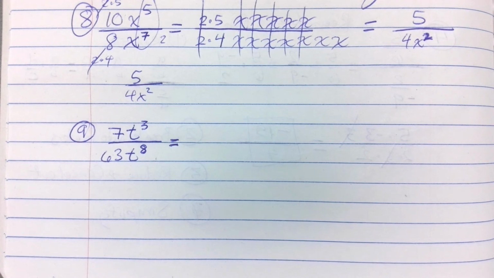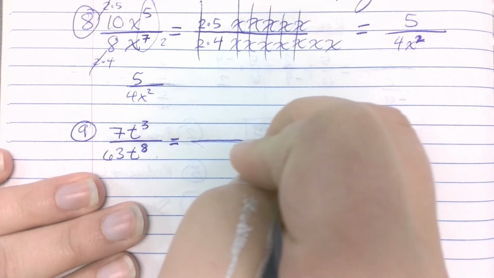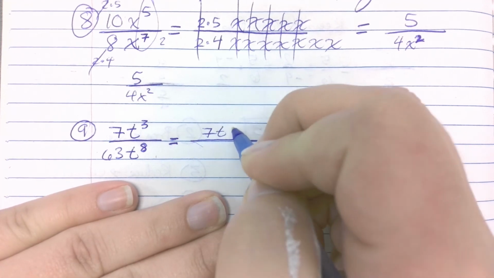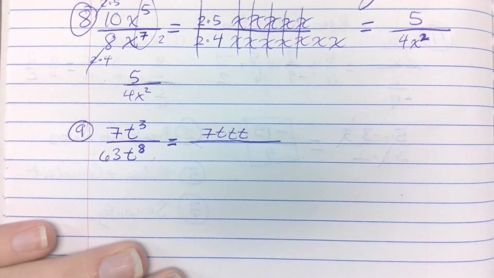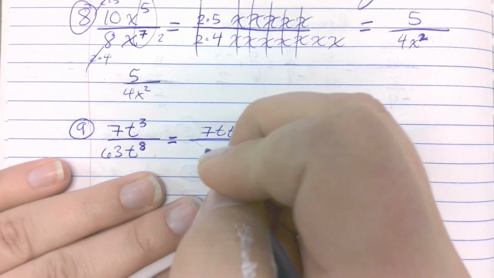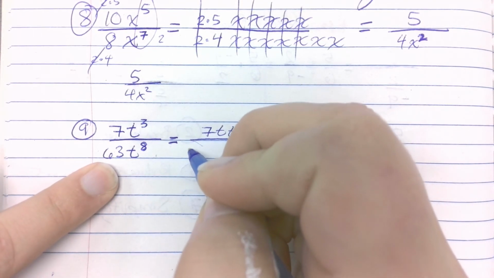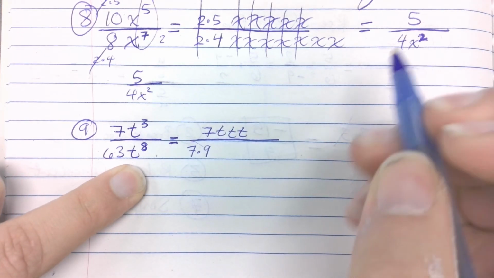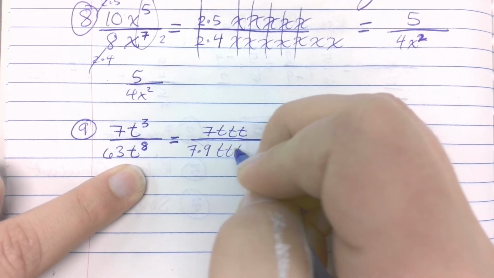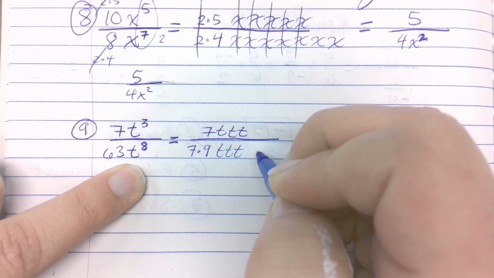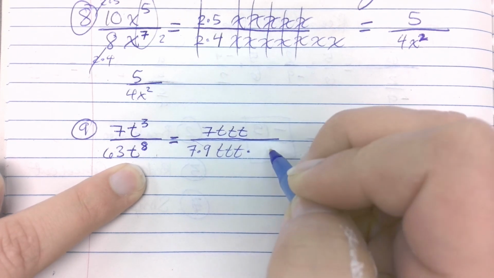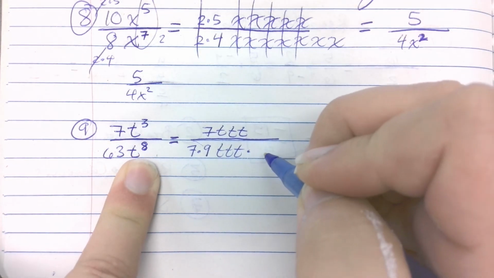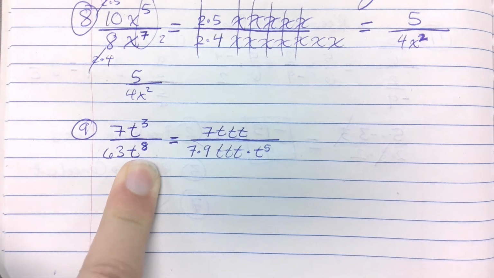Anybody tell me what to write on the numerator? 7. And t cubed. Good. What's in the denominator? 63. Which I can break into what? 9 times 7. And then how many t's? 3. 1, 2, 3, and then how many more do I need? I need a total of 8, so how many more do I need? I'm too lazy to write them out.